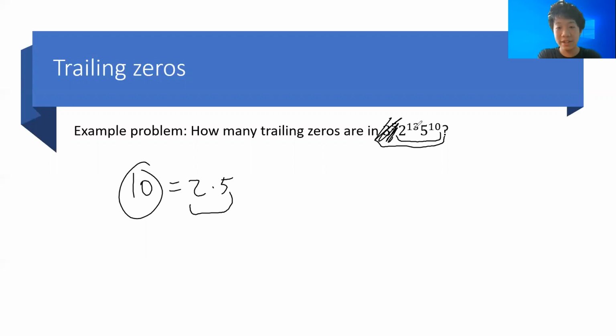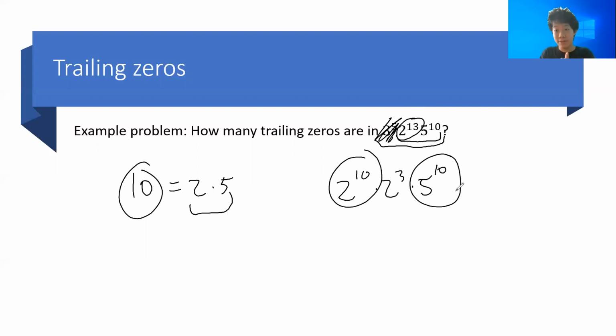Well, we can divide up the 2 to the 13th into 2 to the 10th times 2 to the 3rd. This is multiplied by 5 to the 10th. And now we have 2 to the 10th and 5 to the 10th. We can put them together, right? This is the reverse distributive property. If we put them together, we get 2 times 5 all to the 10th power. And we have 2 to the 3rd outside. 2 times 5, we can simplify inside, and we get 10 to the 10th power. And that's how many trailing zeros we have.